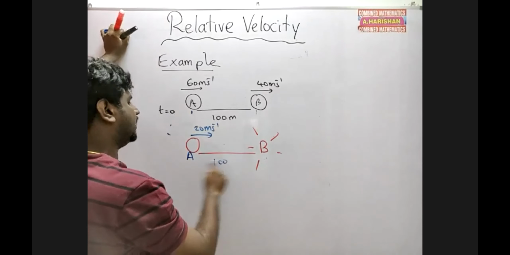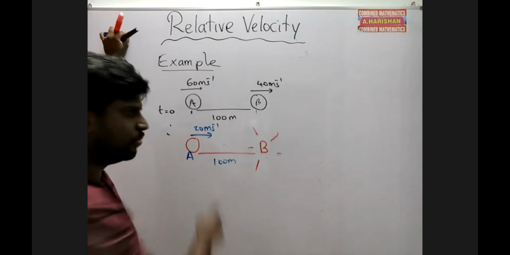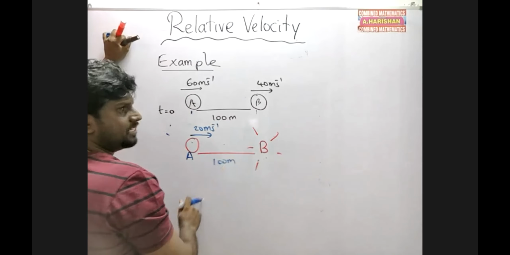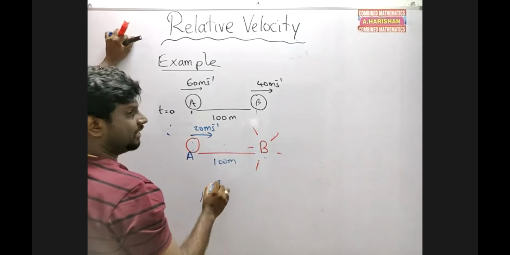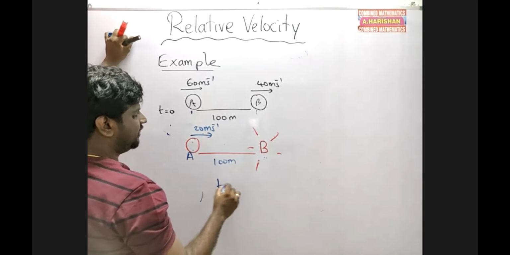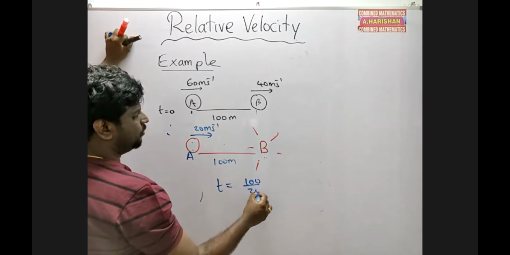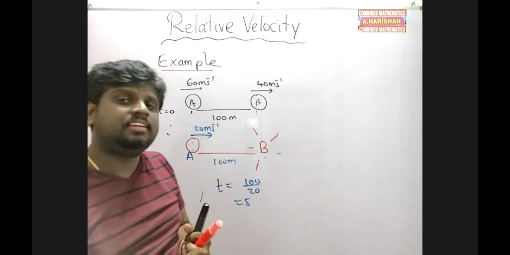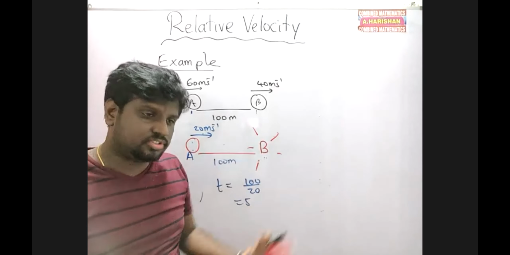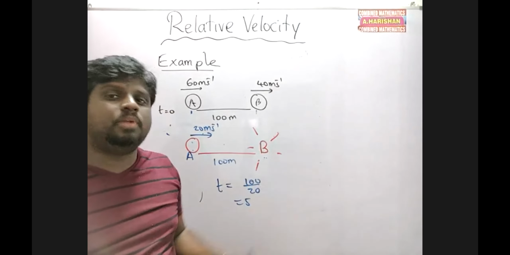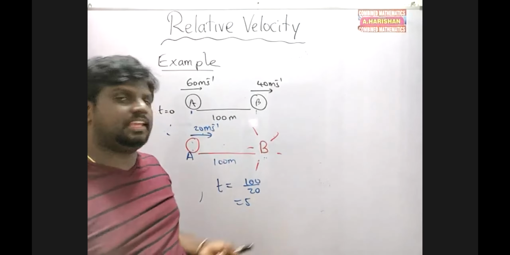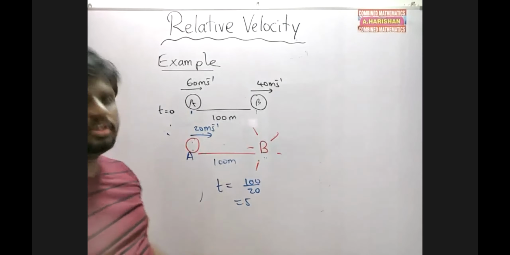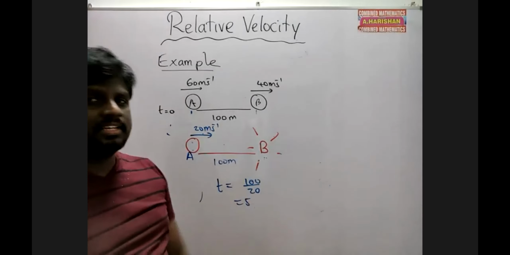So what is the gap? 100. Okay, so this is B's frame. To meet, according to B's frame, this particle only has to travel 100 meters at 20 meter second minus 1 speed. So time taken is 100 divided by 20. So this is the fastest method. That's why we like relative velocity, because relative velocity makes our problems easier. Solving using relative velocity is another kind of solving technique. See, as soon as possible we got the same answer.